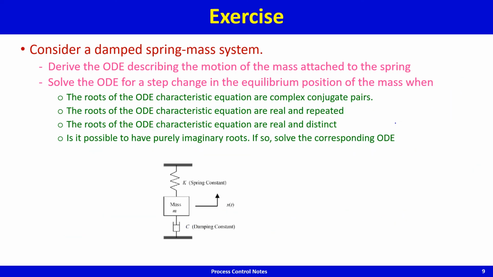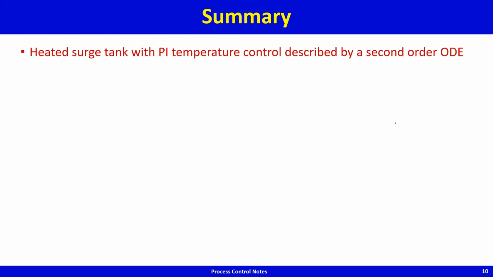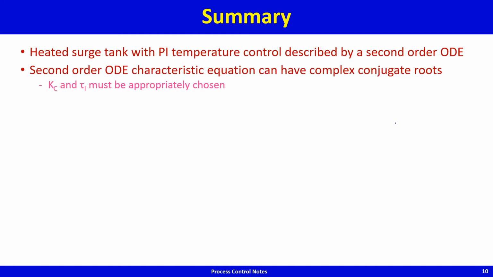With that, we are ready to summarize our lecture. So what we saw was the heated surge tank with PI temperature control is described by a second order ODE. Second order ODE characteristic equation can have complex conjugate roots, and for complex conjugate roots the tau I and Kc must satisfy certain conditions. We said that tau I is less than tau, and then Kc was supposed to be between a minimum and a maximum value, and we derived expressions for that, and these expressions are given here.